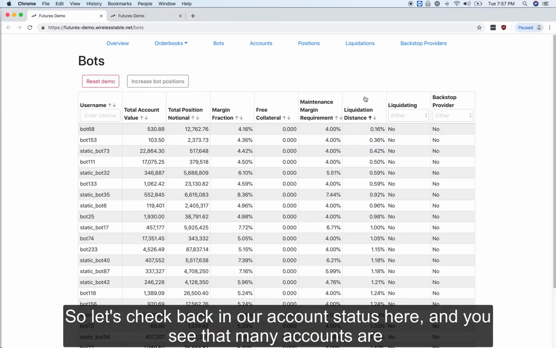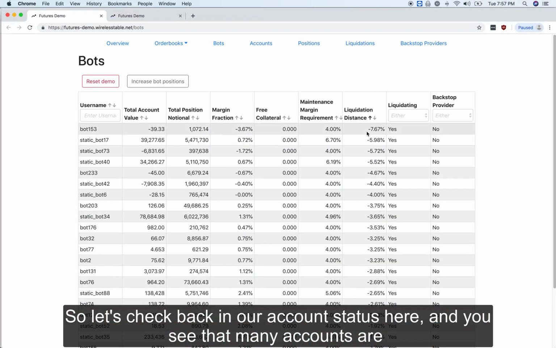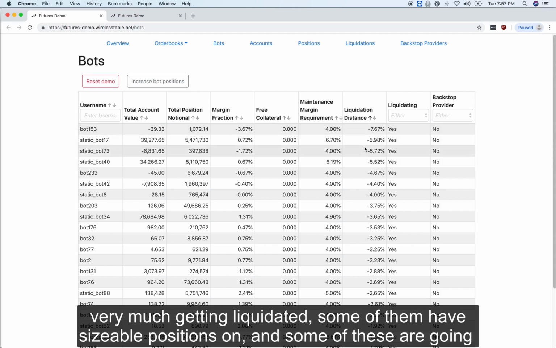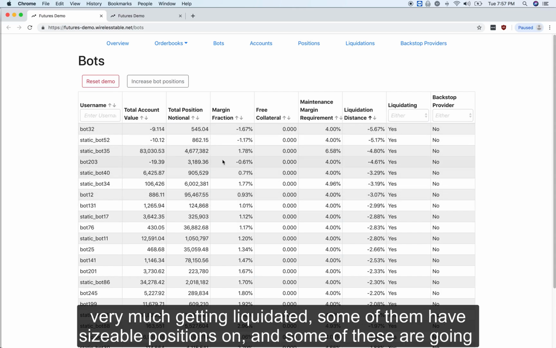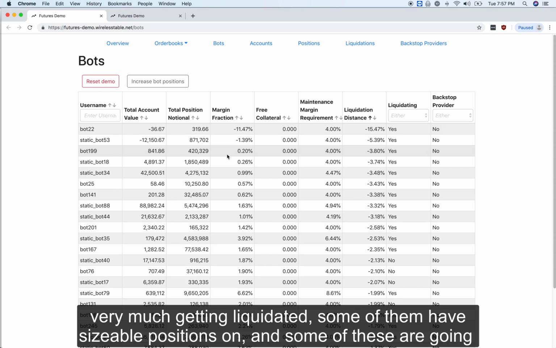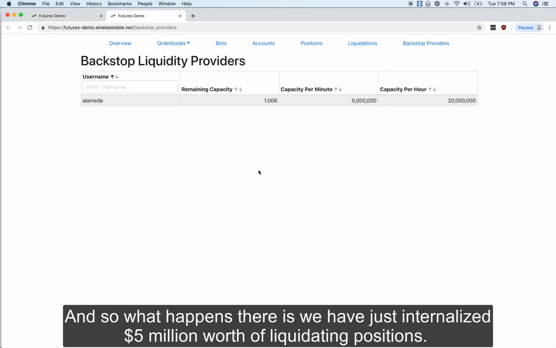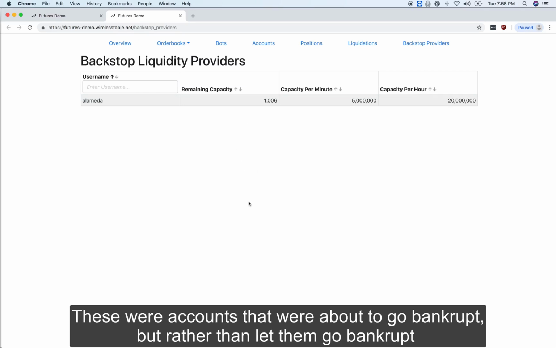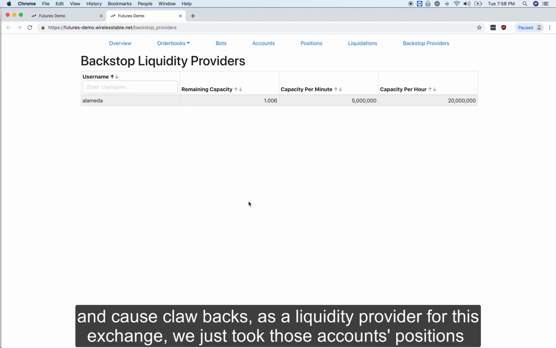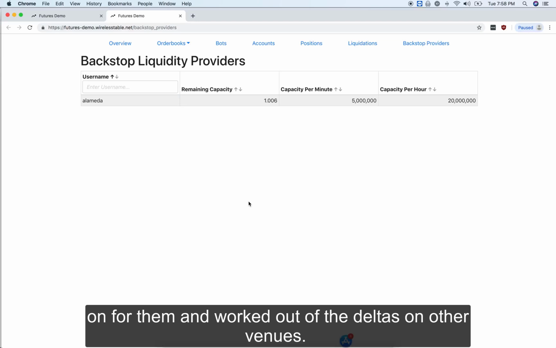So let's check back in our account status here. And you see that many accounts are very much getting liquidated. Some of them have sizable positions on. And some of these are going negative in value or threatening to do so. And so what happens there is we have just internalized $5 million worth of liquidating positions. These were accounts that were about to go bankrupt, but rather than let them go bankrupt and cause clawbacks, as a liquidity provider for this exchange, we just took those accounts' positions on for them and worked out of the deltas on other venues.